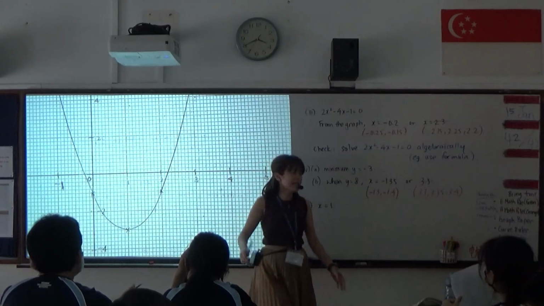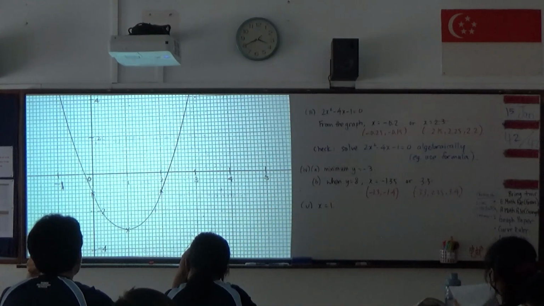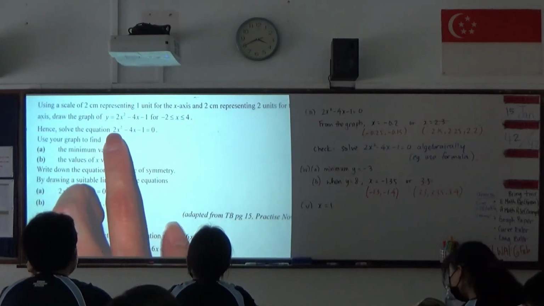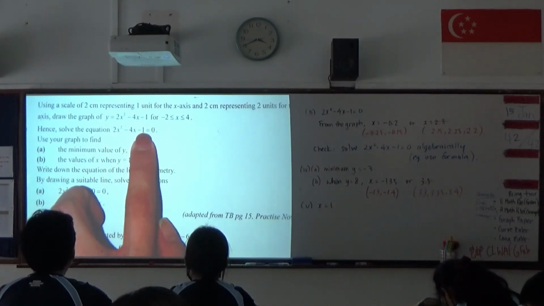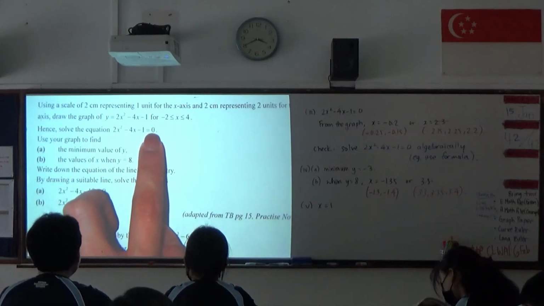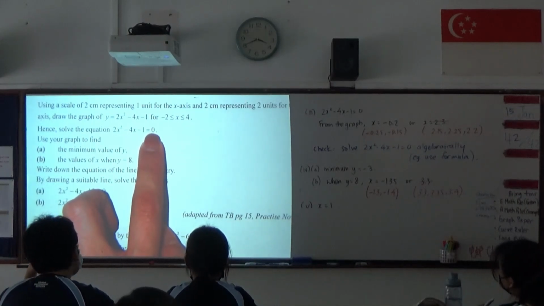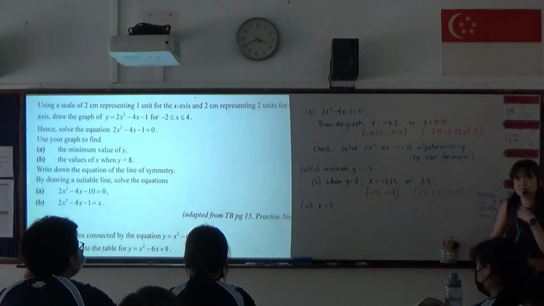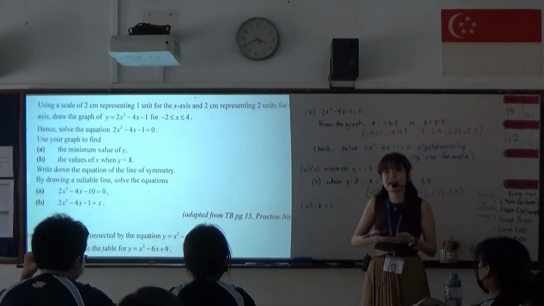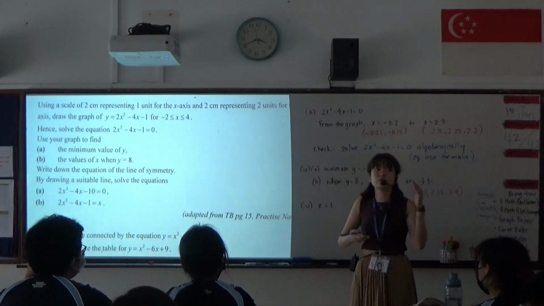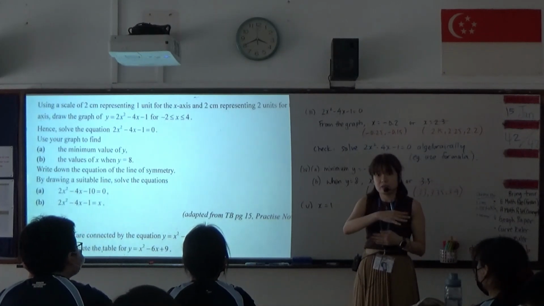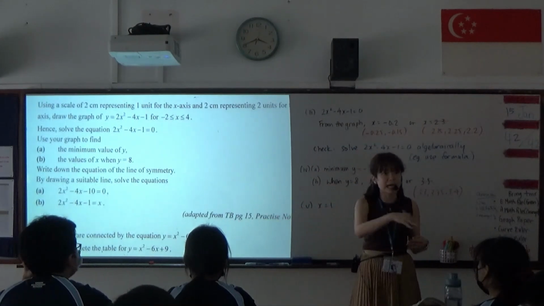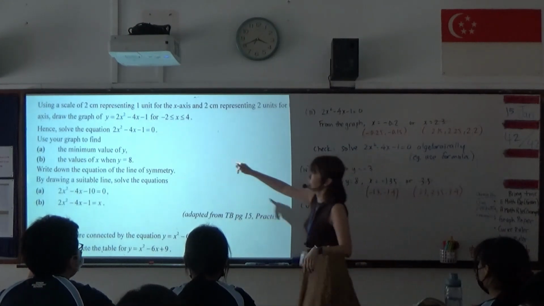Okay, so when we say that 2x squared minus 4x minus 1 equals 0, we are looking at the curve equals a horizontal line 0. When we say a curve equals a line, we're looking at the intersection between a curve and a line. The intersection between the quadratic curve and the horizontal line gave us the solution to this equation.